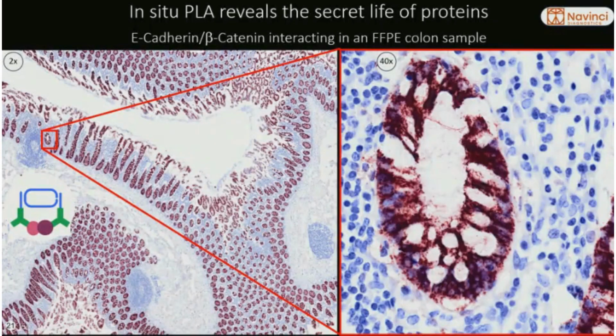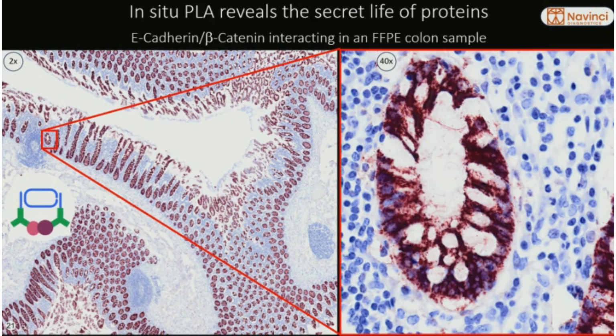And this is just one image where we are looking for E-cadherin and beta-catenin, and I think these are gorgeous pictures where you can get an overview of intestinal mucosa, and then blow it up and see more closely what happens. So spatial biology has a lot to offer.